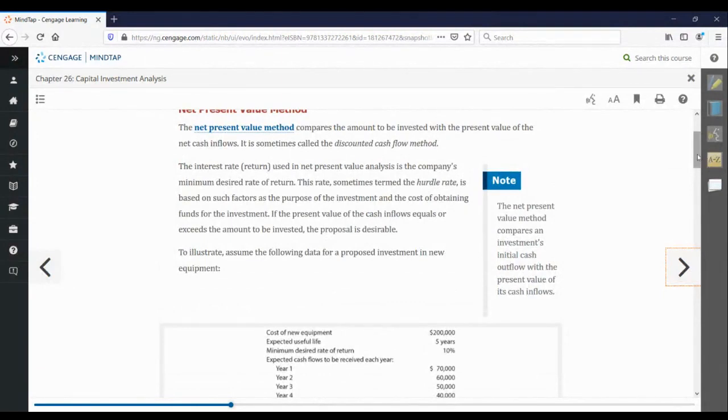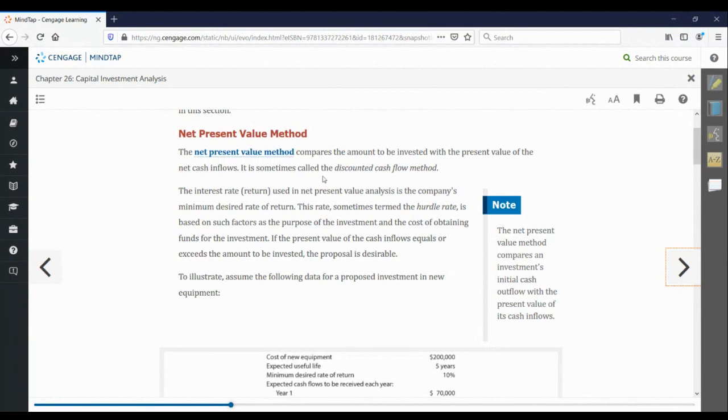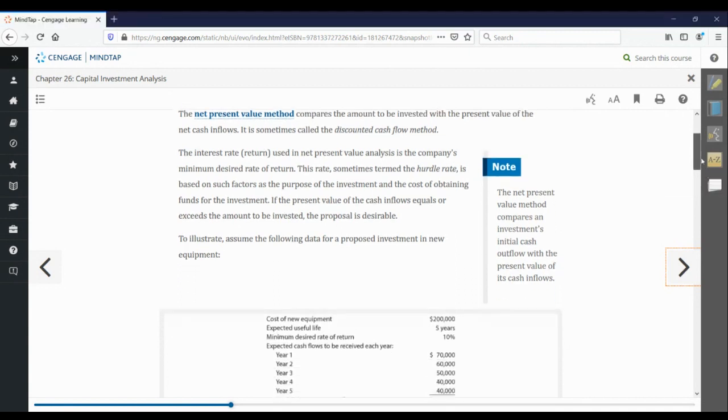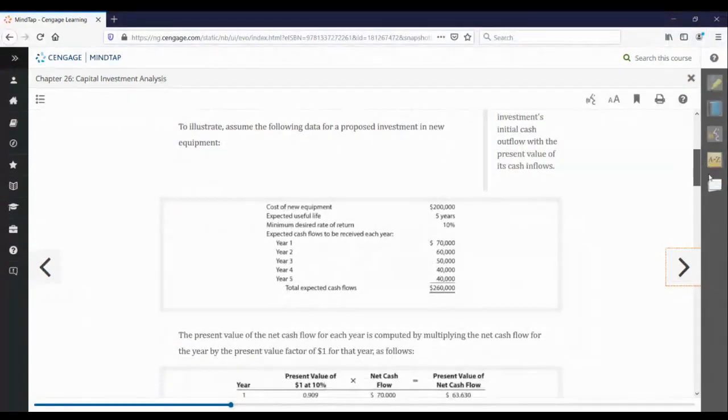What we're going to do with the net present value method is we're going to compare the amount that we are expecting that we will be investing in that asset. We'll compare maybe the cost of the asset with the present value of the net cash inflows that we are expecting from this investment. So we're talking about net cash inflows here. And they've given you an illustration of what would happen.